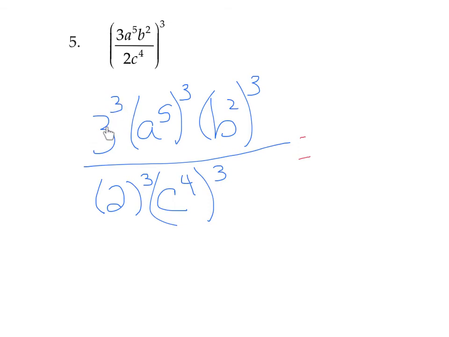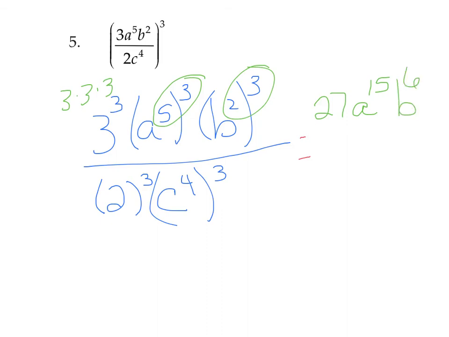All right, 3 cubed is 3 times 3 times 3, which is 27. A to the 5th cubed, multiply these exponents because they're stacked up. That makes a to the 15. B squared cubed makes b to the 6th, 2 times 3. In the denominator, 2 times 2 times 2 is 8. C to the 4th cubed makes c to the 12th.